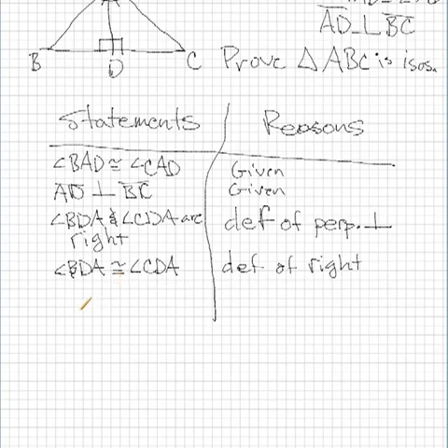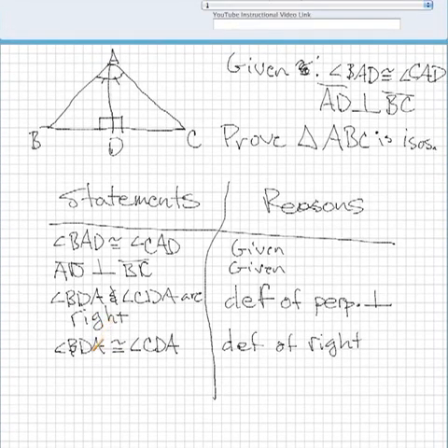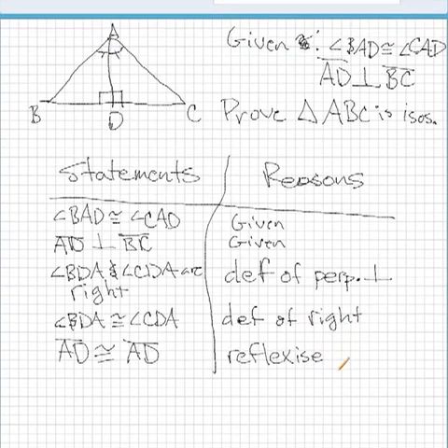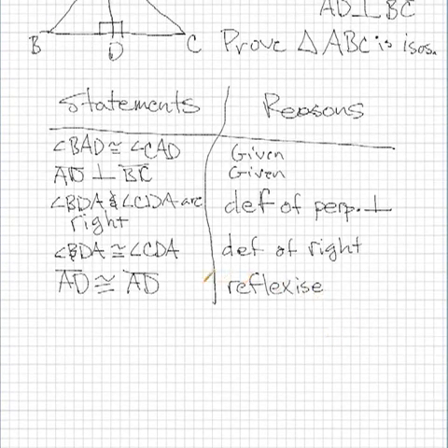So now from here, we can say that line segment AD is congruent to line segment AD. And that's just reflexive. The reflexive property of line segments. One line segment is congruent to itself.